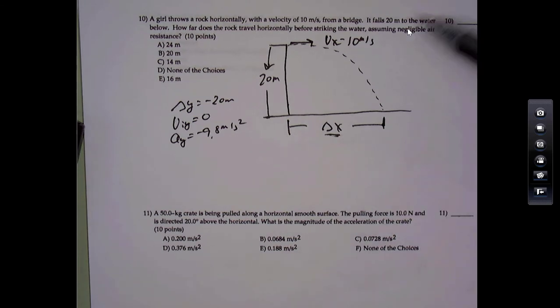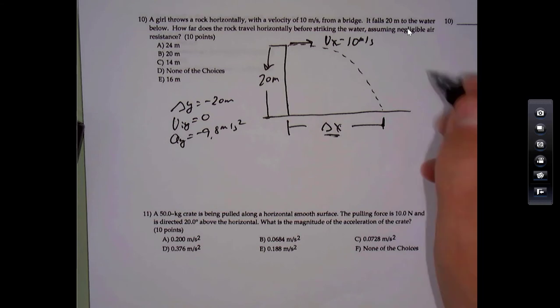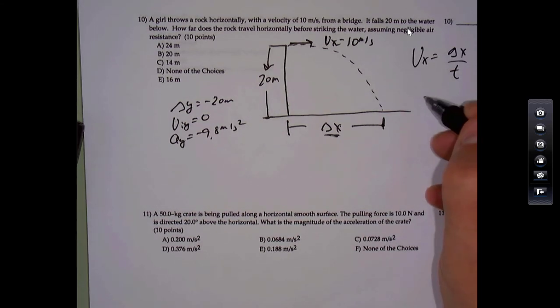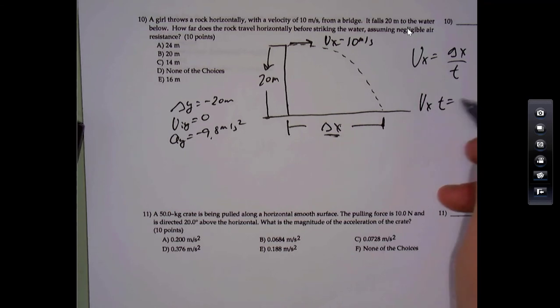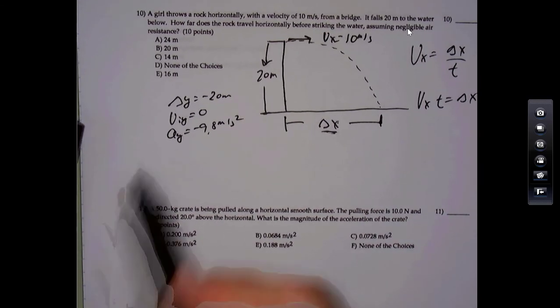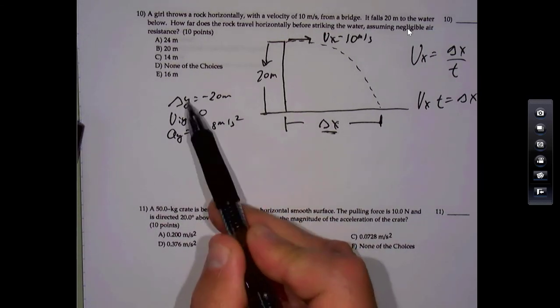Okay, so we have the x velocity. We're trying to figure out the displacement. If we knew the time, we could get the x displacement from this, right? X velocity times time is the x displacement. So if you knew the time, you could figure out how far over you go. Luckily, we can figure out the time from the y information here.